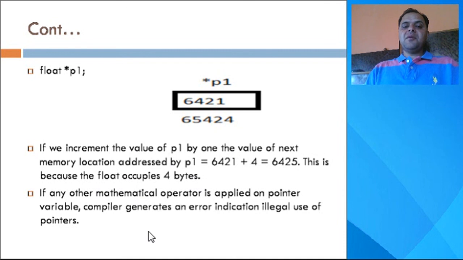If any other mathematical operator is applied on a pointer variable, the compiler generates an error indicating illegal use of pointer. So if we do any mathematical operation other than plus and minus, it will generate an error: illegal use of pointer. So this is pointer arithmetic.